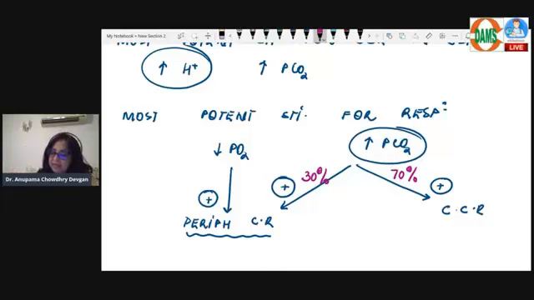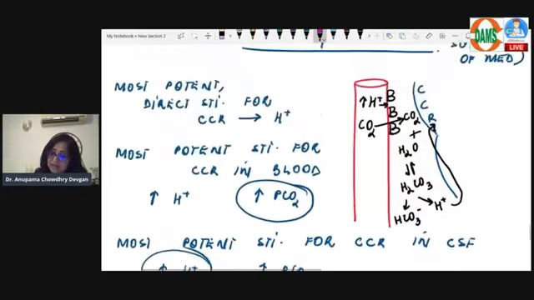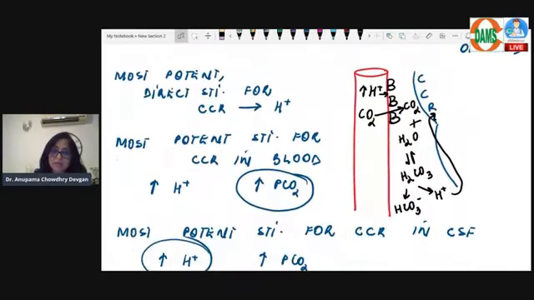Right? So this is the most potent stimulus for the central chemoreceptors. H+ can cross the blood CSF barrier, which is not as efficient as the blood-brain barrier. Okay? So these are some important questions for central chemoreceptors.